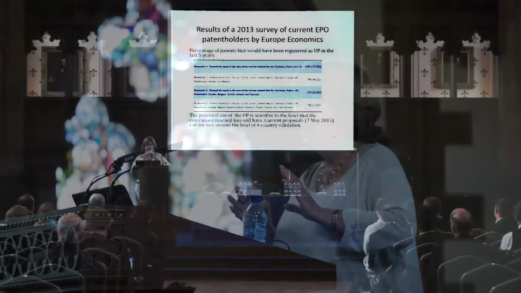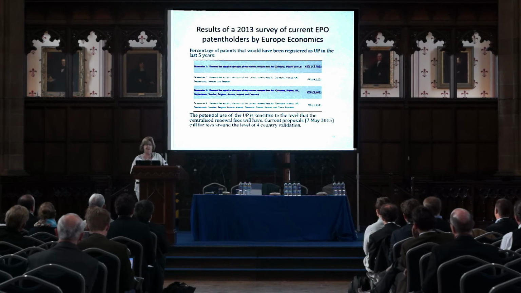Now suppose the renewal fees are set at the 6-country level, not the 3-country level. Now you get 19% take-up. It's pretty clear that the break-even point is between 3 and 6 countries. It comes through very clearly in the survey.